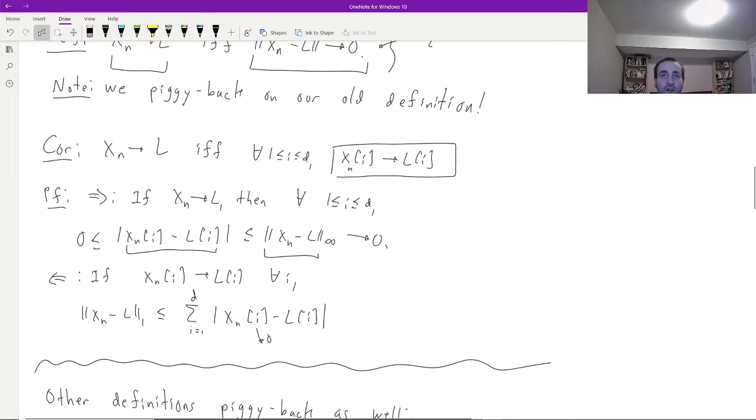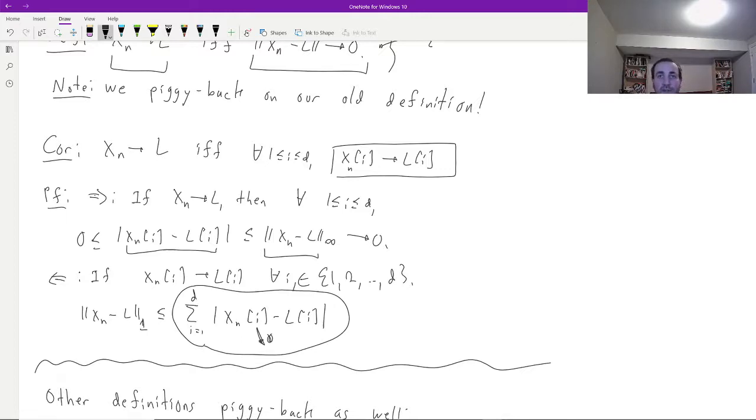In the other direction, it's almost as quick. If xn of i converges to L of i for all i in 1, 2, up to d, then xn minus L, this time in the 1 norm, is the sum of these coordinate differences. Now each of those is going to 0 by assumption, and so the sum of d of them is going to go to 0 as well by our arithmetic rules for limits.